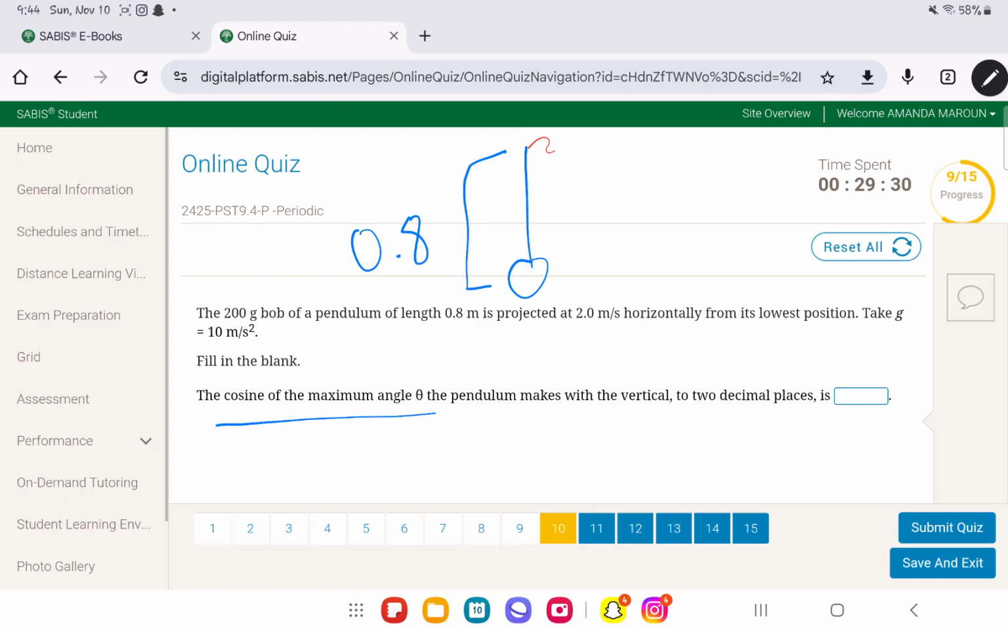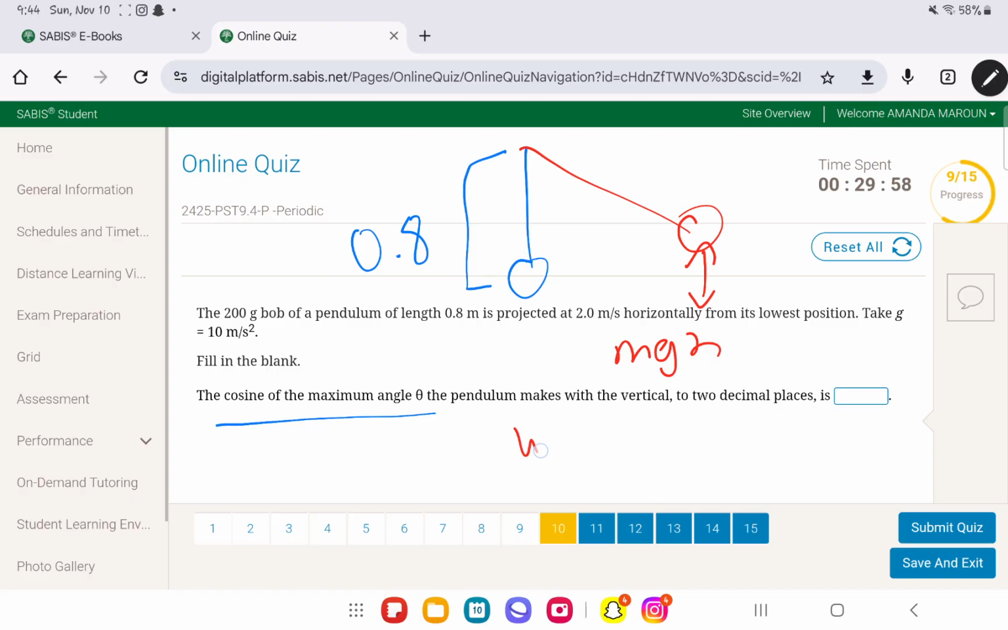So they're telling us that the pendulum after this swung like this. They need us to find the cosine of the maximum angle. Now very simply, to find this height over here, we are going to use mgh, okay? But first of all, we need to find the work.